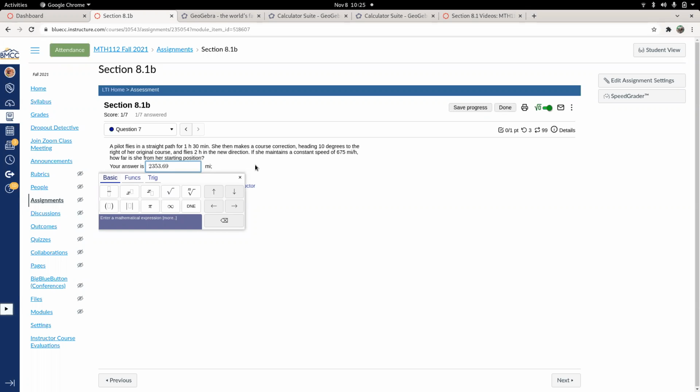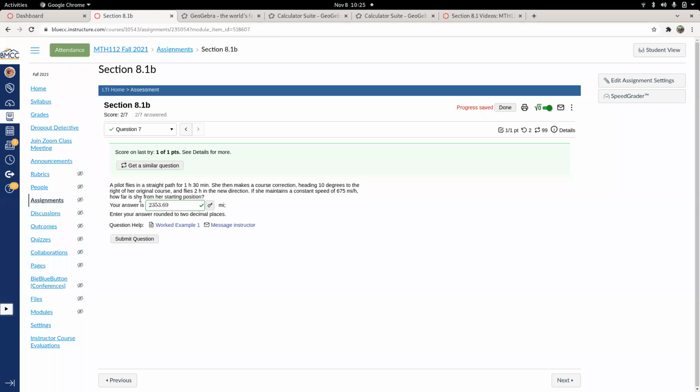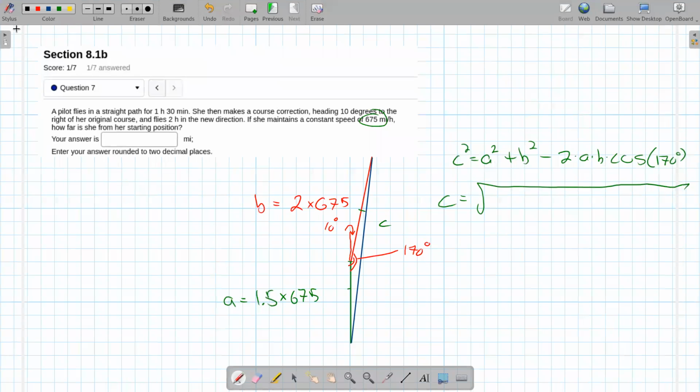So again, once we draw that picture, we could see it was the law of cosines once we translated that 10-degree angle to the supplementary angle inside the triangle. And is there another way to calculate that? Not that I can think of at the moment.